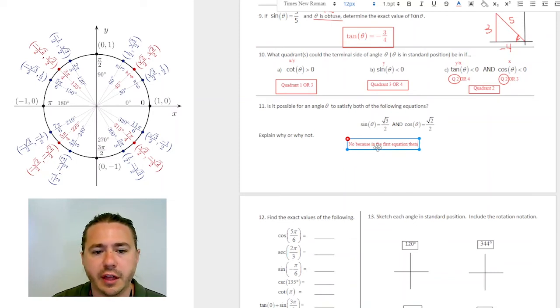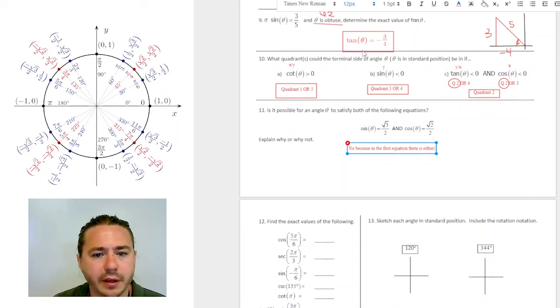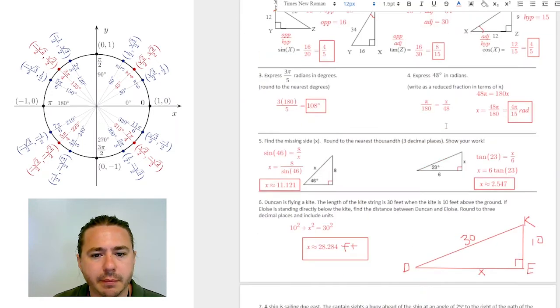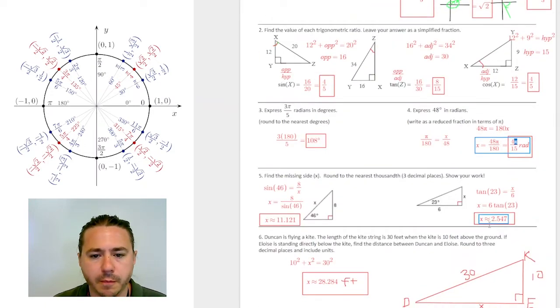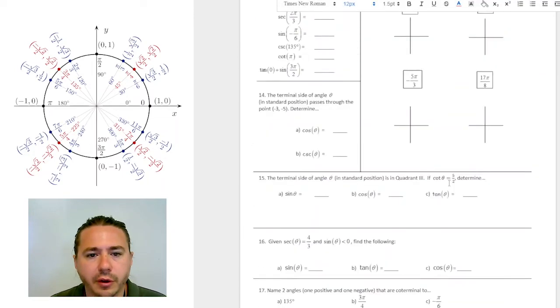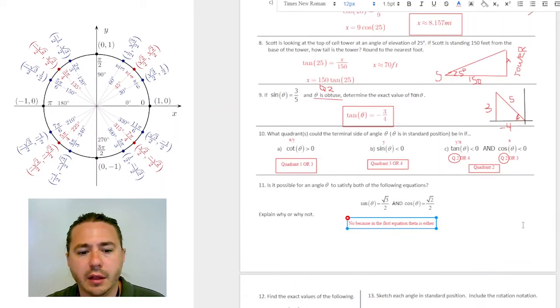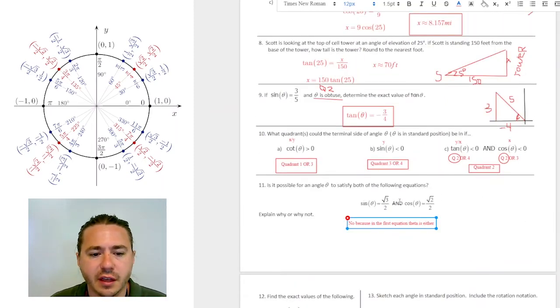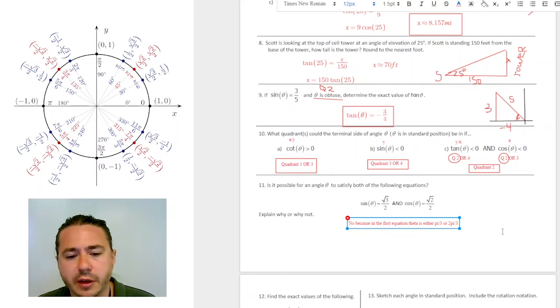In the first equation, this sine theta one, theta either has to be at pi over 3 or 2 pi over 3. I'll just type it like this. You can see above on the unit circle where the y value is root 3 over 2, and it's at those 2 angle measures. I know this video is already getting kind of long, so I'll try to move quickly.